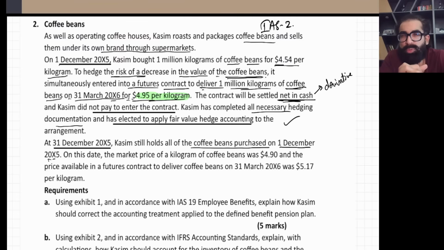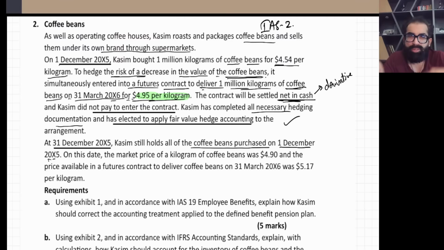At the reporting date, you need to bring both the hedged item and the hedging instrument to fair value with changes taken to P&L. Both the hedged item and the hedging instrument are to be recorded at fair value, and the changes, the gain and loss, will be reported in the P&L.